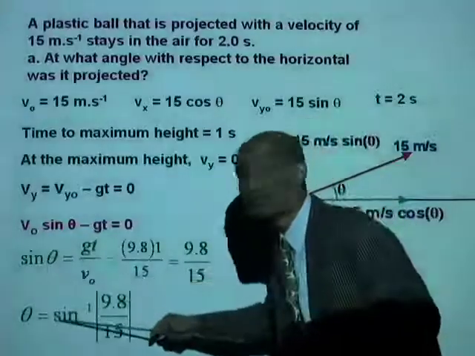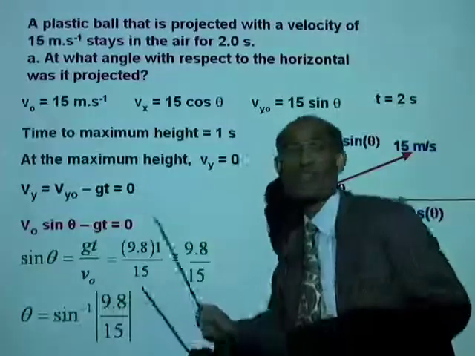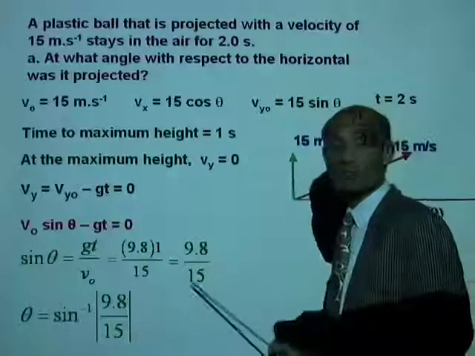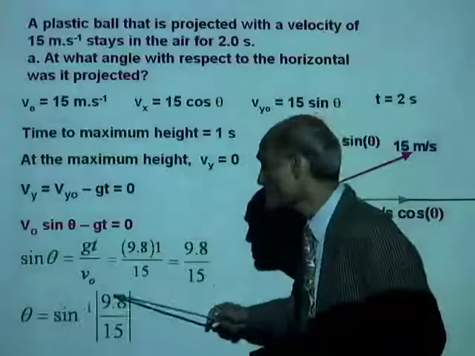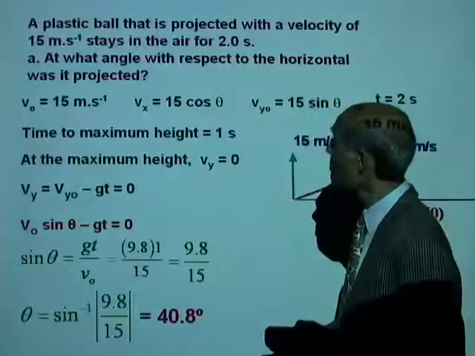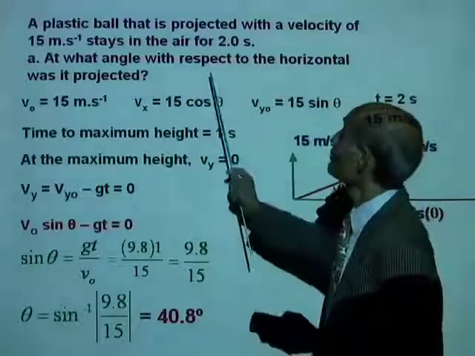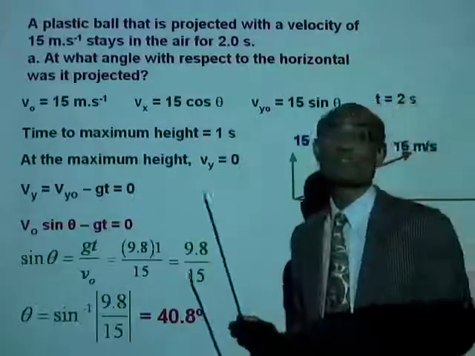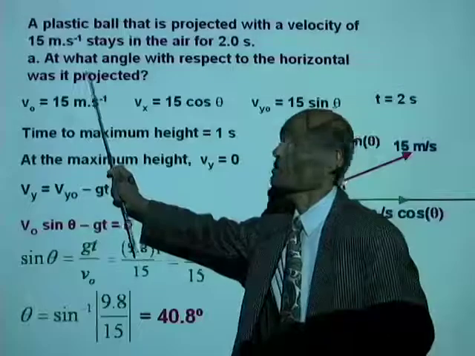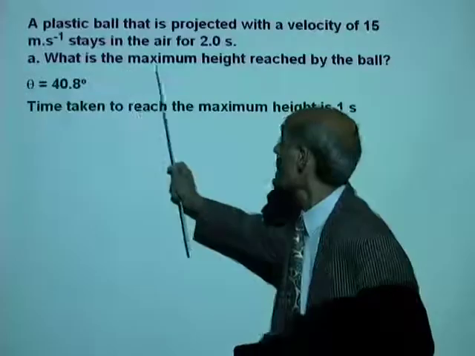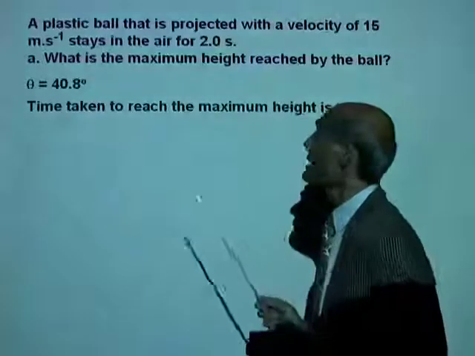Therefore, theta equal to sine inverse of 9.8 over 15, not 1.5. Sine inverse of 9.8 over 15, and that is 40.8 degrees. So the angle of projection is 40.8 degrees. That's the first part of the problem. Let's see what the second part is. What is the maximum height reached by the ball?